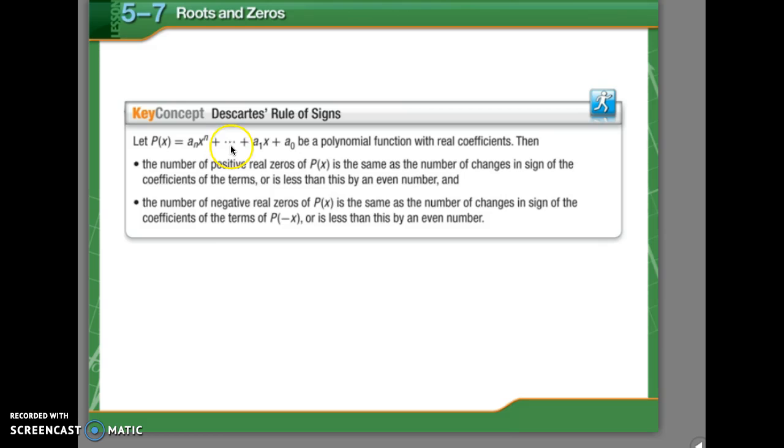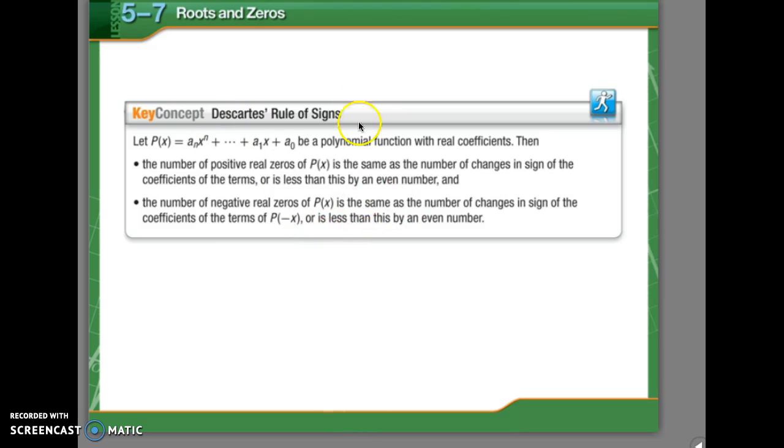So if there's 2 terms in here that change signs, like one term's positive, the next term's negative, and then another term goes back to positive, that's 2 sign changes, then there would be 2 positive zeros. And the number of negative real zeros is the same as the number of changes in sign of the coefficients for p of -x. So you would plug -x into every single term and see what happens.